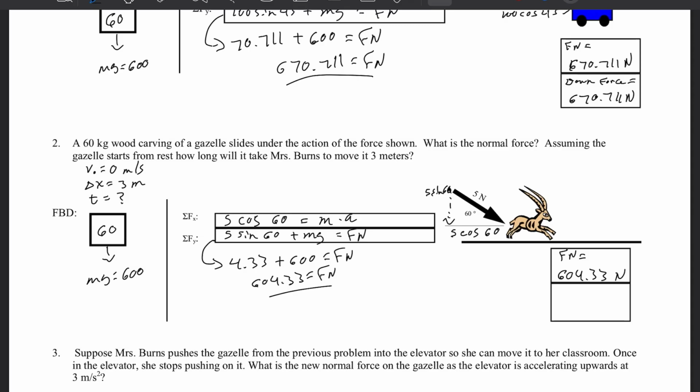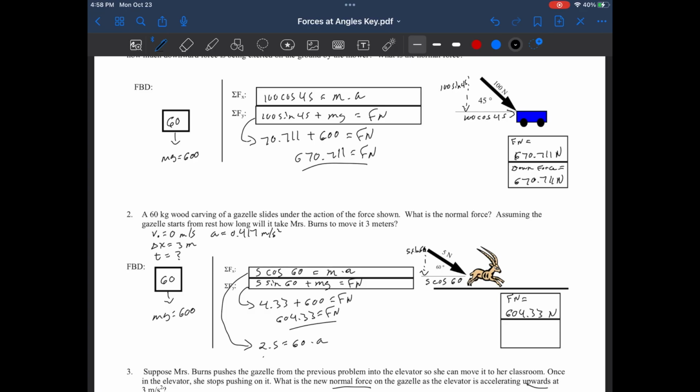5 cosine 60, when I put that in my calculator, I get 2.5. And that's equal to mass of 60 times A, so 2.5 divided by 60. I get 0.042 is my acceleration. Now that I have that, I can do a little bit of kinematics, and I can say that delta x is equal to v naught t plus 1/2 at squared. Delta x being 3 meters. V naught t is 0, so it goes away.